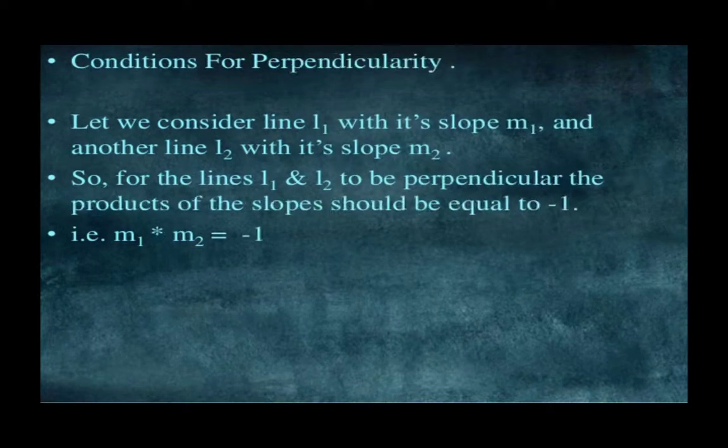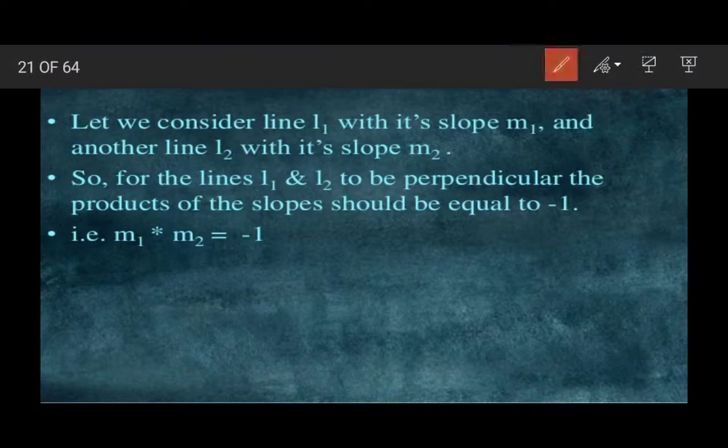Similarly, for perpendicular, two lines are said to be perpendicular to each other if m1 into m2 is equal to minus 1. Lines are perpendicular if m1 into m2 is equal to minus 1, and if m1 into m2 is minus 1, then we can say that both the lines are perpendicular to each other. This is the converse theorem, or converse concept.